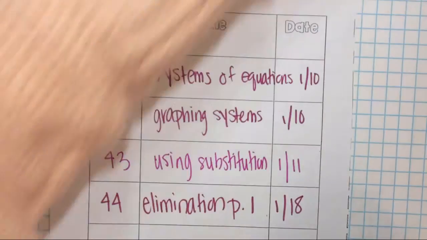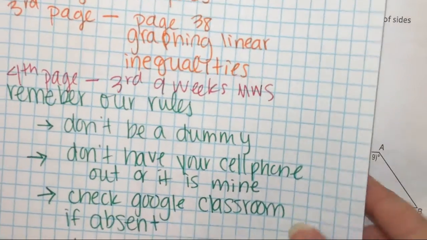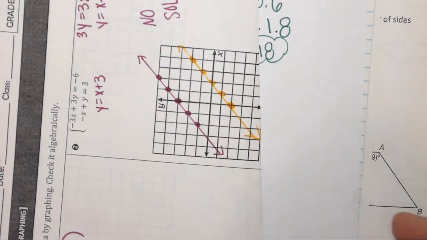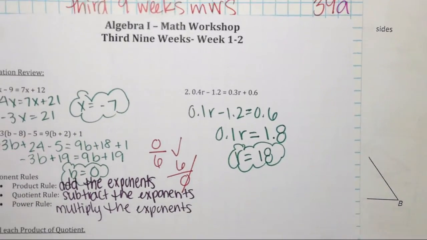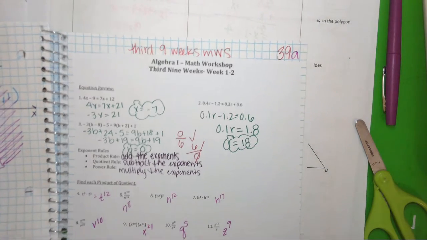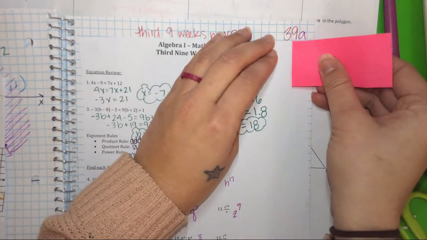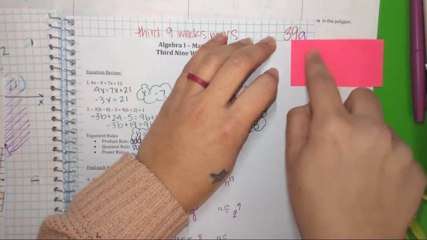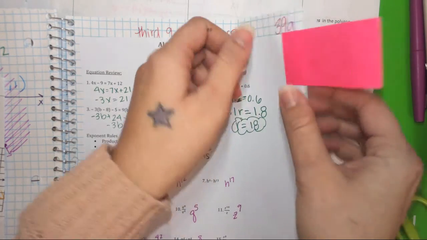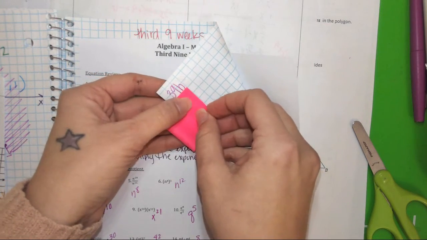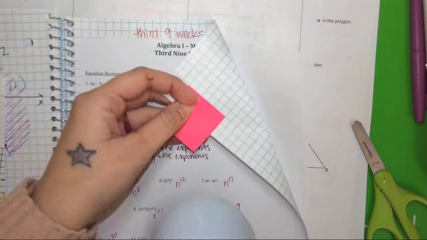Now, our first tab is going to go where our math workshops start so that we know where they begin, which is on page 39A. Has everybody forgotten how to make a tabby? Okay, so you cut your sticky note in half, right? And then you take the sticky side and put it in 3 grids. 1, 2, 3. Isn't it magic? And then you're going to fold it so that it's sticking on the back, 3 grids in, and you're going to tape it down.